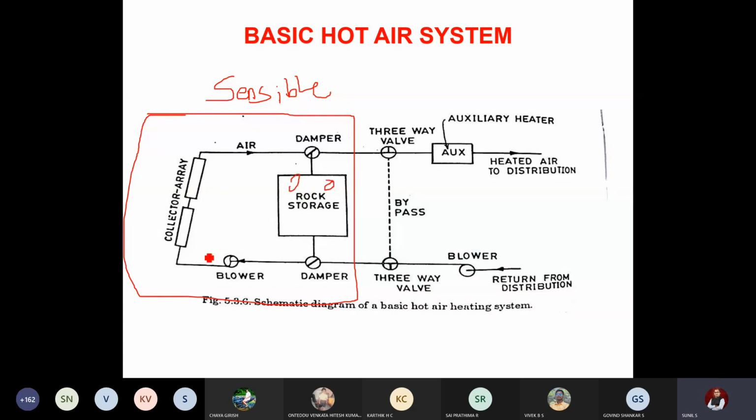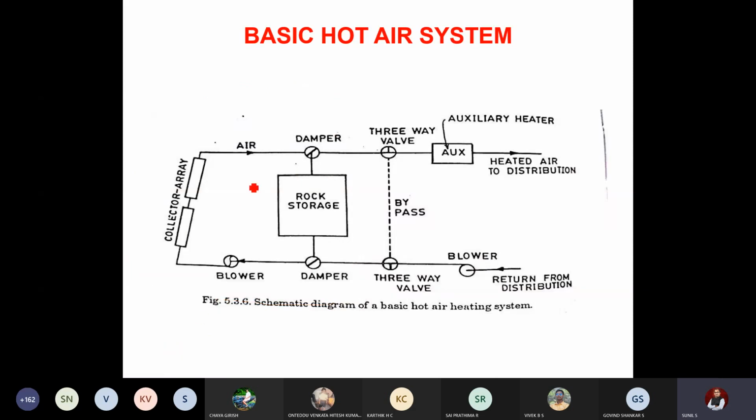When the hot air or hot water is passed through this, the rocks get heated up. During the night time, the secondary fluid can be passed through the same bed and you can get the required heat. So this is one of the sensible heat storage mechanisms. Only this part of the sketch you can draw and demonstrate.